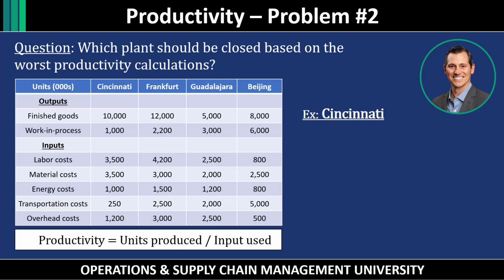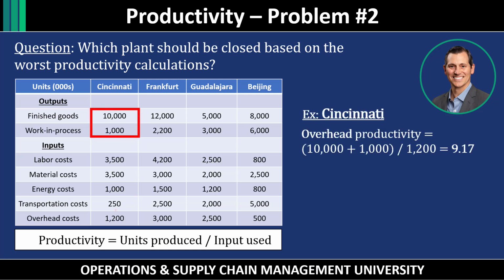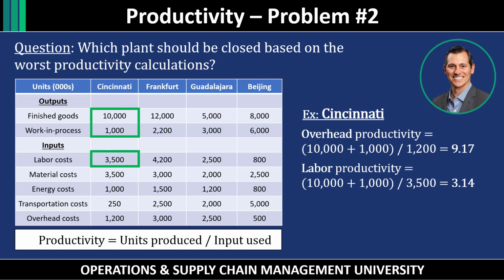So real quick, let's solve for Cincinnati. We can solve for overhead productivity. You just take 10,000 plus 1,000 divided by 1,200 for your overhead to give you 9.17. That's the overhead productivity. Your labor productivity for Cincinnati is 11,000 divided by 3,500. So your labor productivity is 3.14.